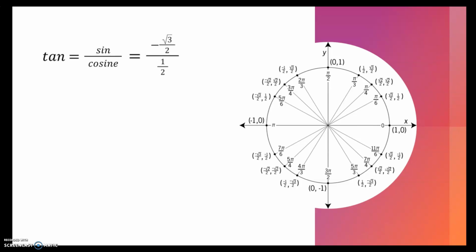Here, remember the quotient identity of tangent is equal to sine over cosine. So we just need to plug in for our equation: sine is equal to negative square root of 3 over 2, and cosine is 1/2. That is similar to negative square root of 3 over 2 times 2 over 1. So you cancel the 2s and you get negative square root of 3.